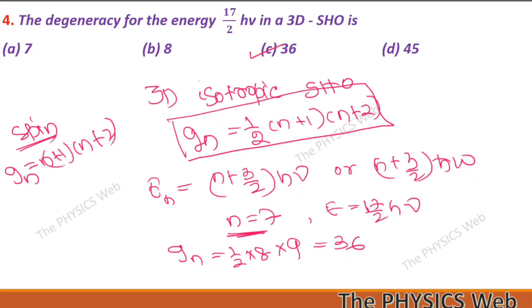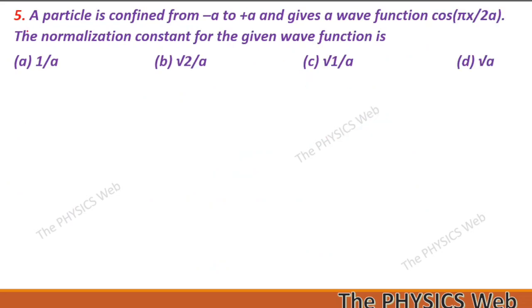Okay, next. Question number 5. A particle is confined from minus a to plus a and has a wave function cos(pi x by 2a). What is the normalization constant for the given wave function? Okay, so the box length is from minus a to plus a, and the wave function is given as cos(pi x by 2a). So you can easily calculate this.